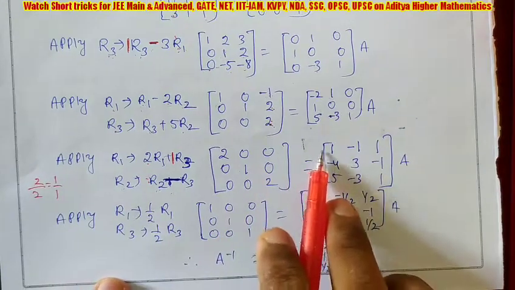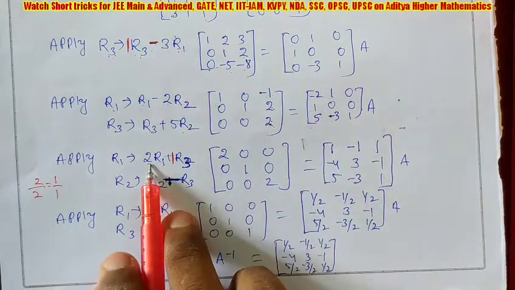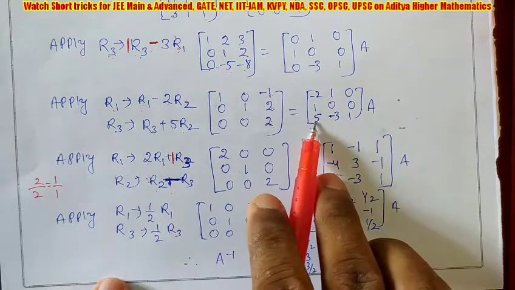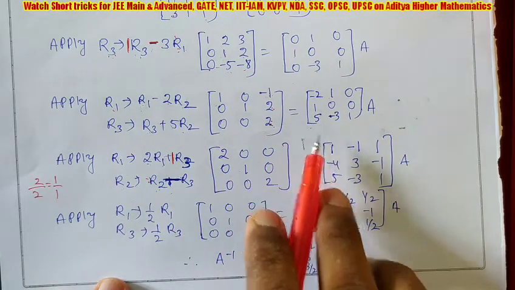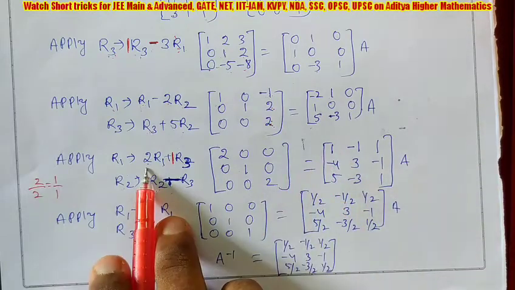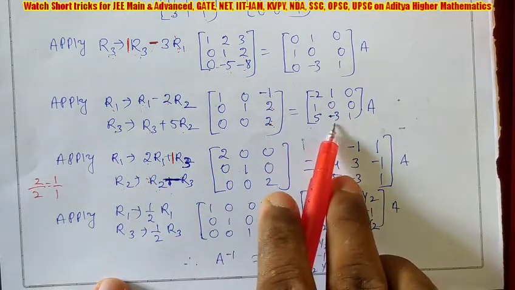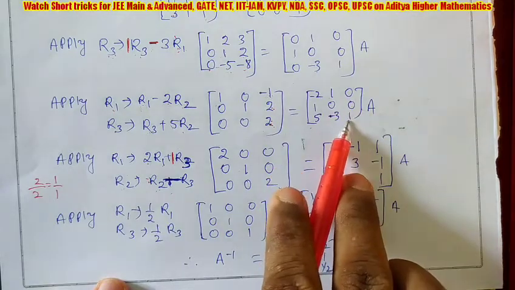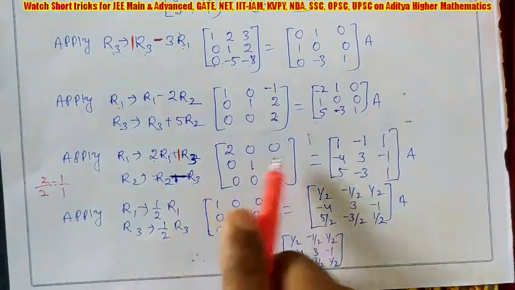Now right side. Minus 2 multiplied by 2, minus 4, plus R3. Its corresponding R3 element is 5. So minus 4 plus 5, 1. Again next, 2 times 1, 2, plus minus 3, minus 1. 0 plus 1, 1. So we got all the R1 elements.